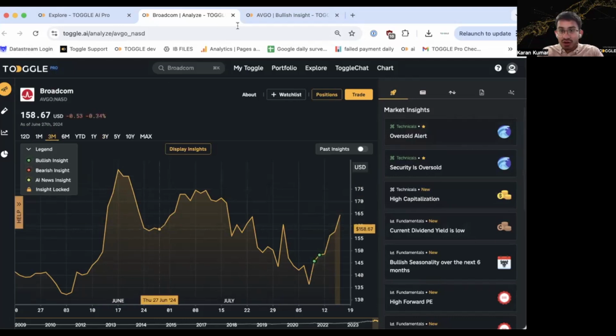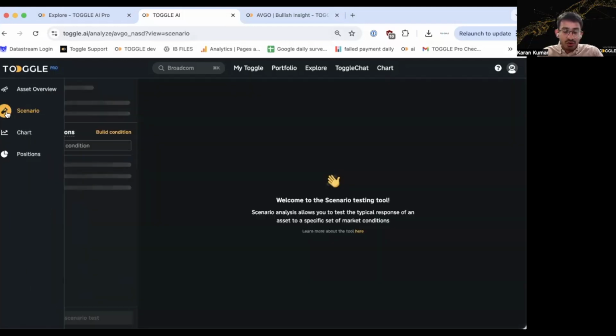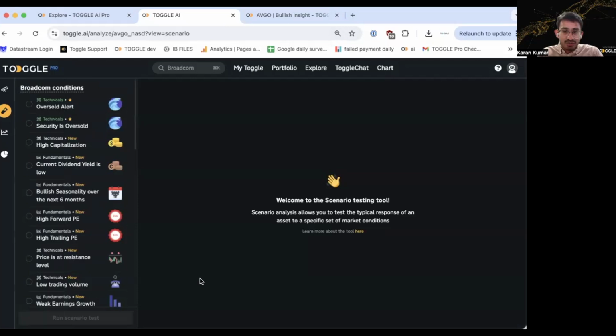Everything I've shown you so far comes with Toggle Copilot. That's the retail tier. It costs $10 a month, and it gives you access to the research generated by the system. Our next tier, Toggle Pro, which costs $100 a month, gives you access to not just research for global equities, but also research for currencies, commodities, futures, cryptos. You also get access to your own backtesting tool called Scenario.